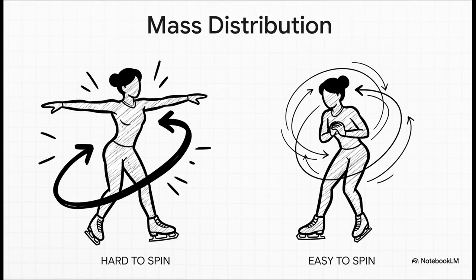Think about it like this. When you pull all the mass in tight, really close to the center of the spin, the moment of inertia gets really low. It becomes easy to rotate. But if you take that exact same mass and spread it way out, the moment of inertia shoots up, and it becomes much, much harder to get it spinning.